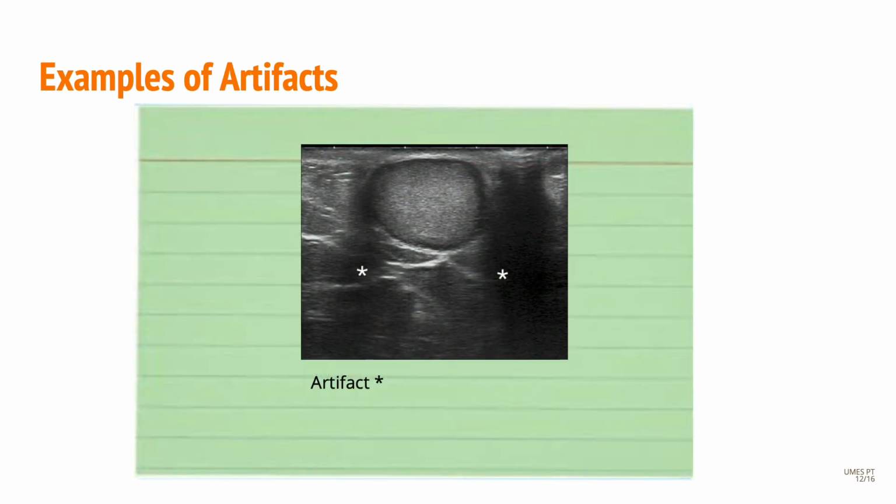Next one. So when you're looking at the artifact, it's going to be the starred parts of the image. And if you said edge shadowing, then you are correct.